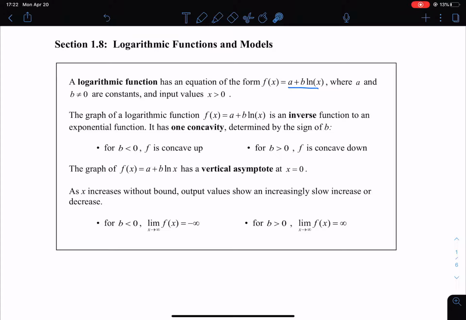We talked about how the exponential function has only one concavity, and similarly the logarithmic function also has only one concavity, and the concavity is determined by the sign of b. If b is positive, then the function is concave up. If b is negative, then it is concave down. This function has a vertical asymptote at x equals 0, and an exponential function has a horizontal asymptote.